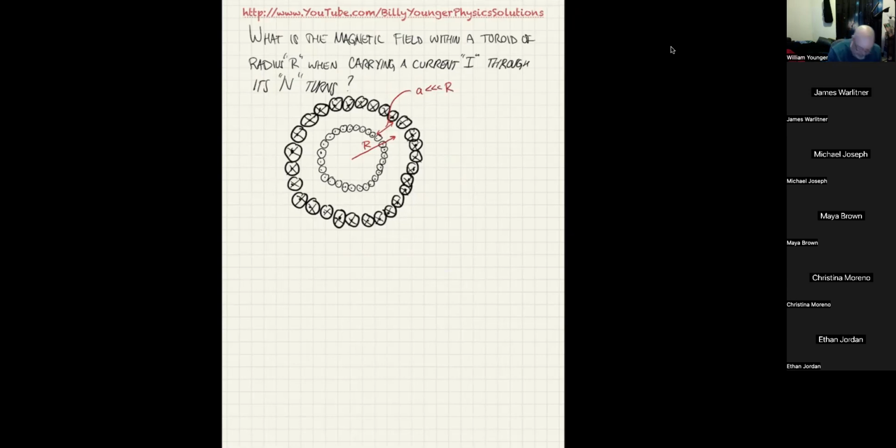Now, if we use our right hand rule with any one of these inner circles or outer circles, I think what you'll realize is that this is going to create a magnetic field that goes around this way, in the, of course, clockwise direction. Okay, so that's the magnetic field. Let's imagine a coordinate system.